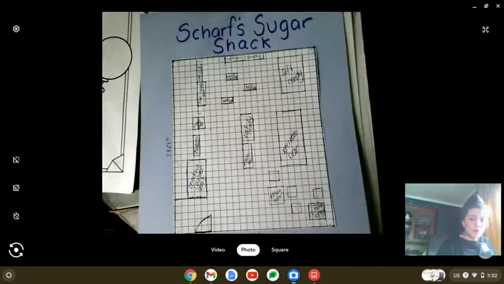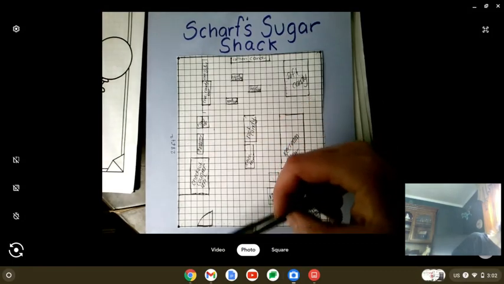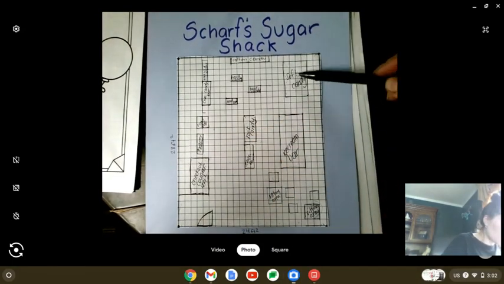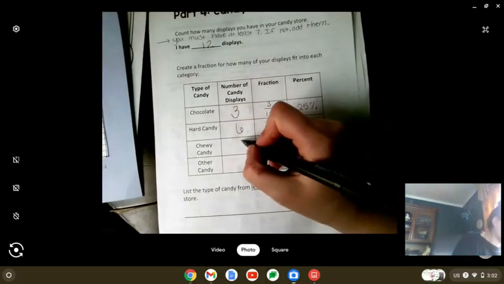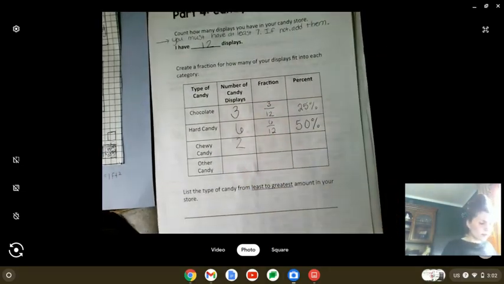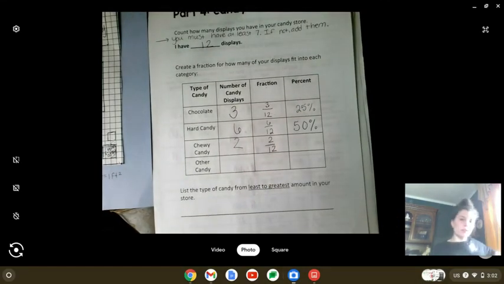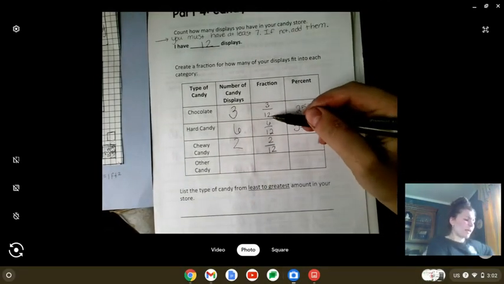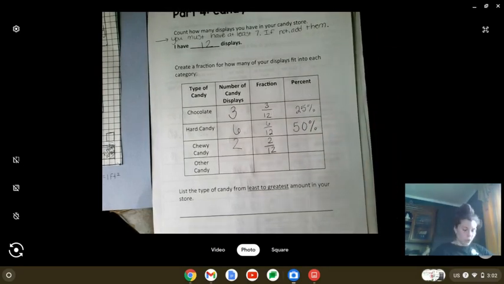Next, we're going to do chewy candy. Count how many chewy candies you have. Unpause the video. I have 1, 2. Right, soft candy is chewy. I have 2. My fraction is 2/12. Pause your video, figure out your fraction. Notice how my denominator is always the same because my displays are never changing.